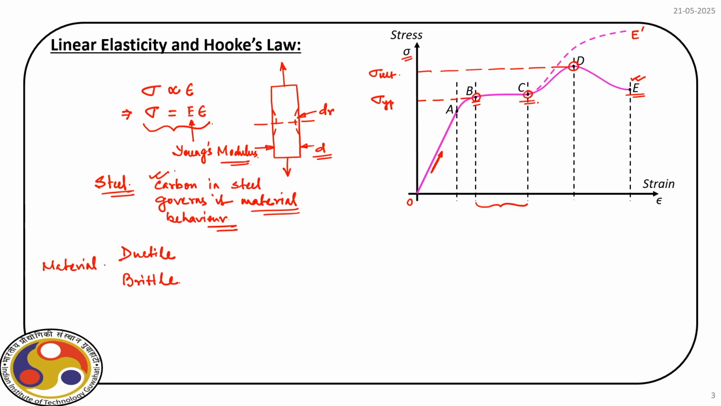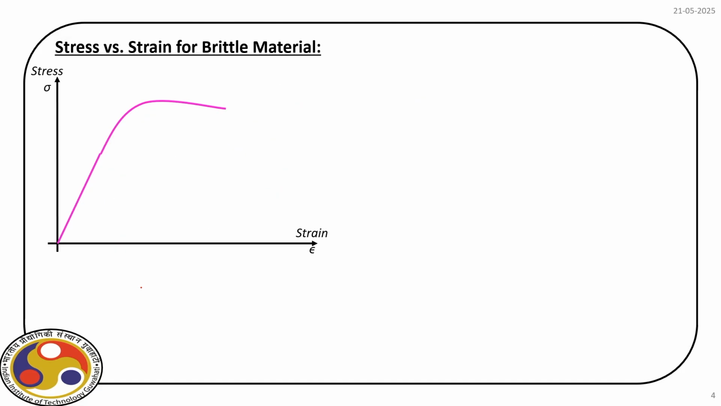So, the material types we have in this discussion are mentioned here. One is ductile, another is brittle. We will mostly deal with ductile behavior, but let us also consider the stress strain behavior of a brittle material. This is what you can see on the screen, the stress strain behavior of the brittle material.